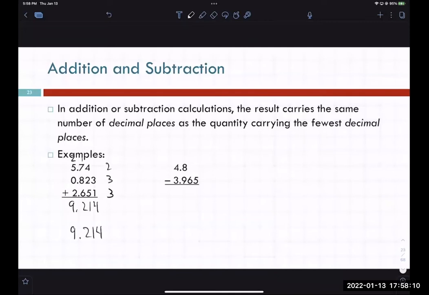Right, so for subtraction though, it's the same thing. Right, so 5, 6, and then do the math correctly. This is a 3, 0.